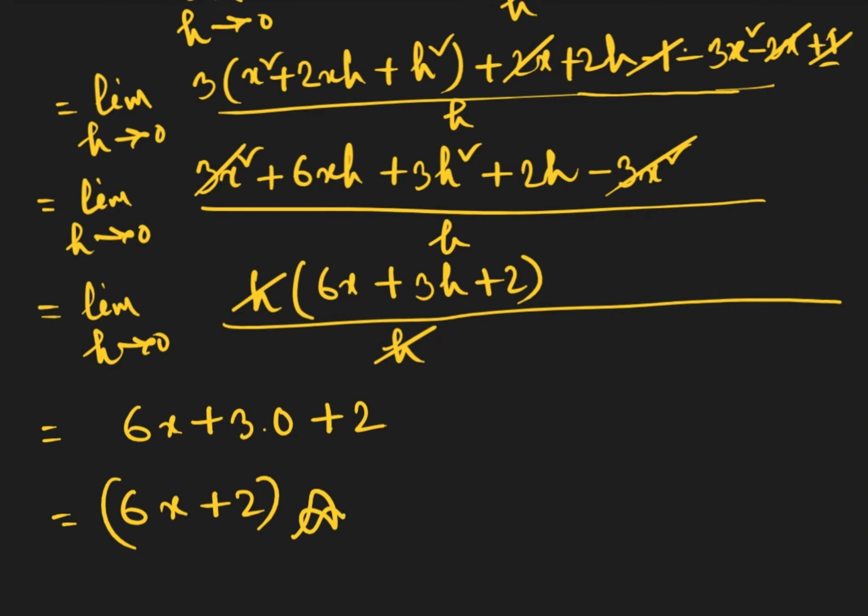So this is the answer of f prime x, which is actually the derivative of the function f of x, 3x square plus 2x minus 1, by using first principle of differentiation.